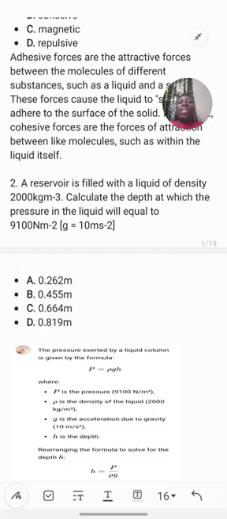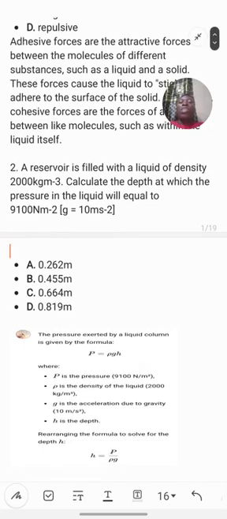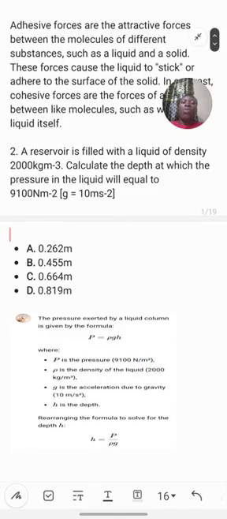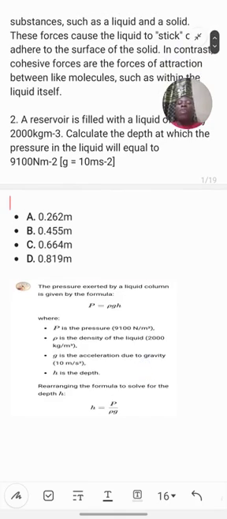Now, the second question is: a reservoir is filled with a liquid of density 2000 kilogram per meter cube. They ask us to calculate the depth at which the pressure in the liquid will equal 9,100 Newton per meter square, and they have given us gravity to be 10 meter per second square. So how do we solve this? We start by using the formula. The formula we are going to use is P equals ρgh.